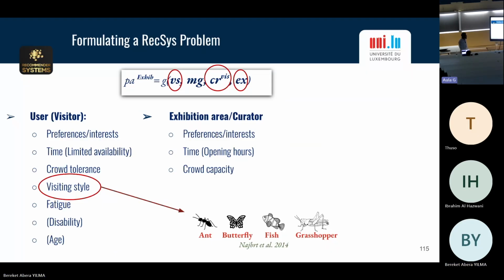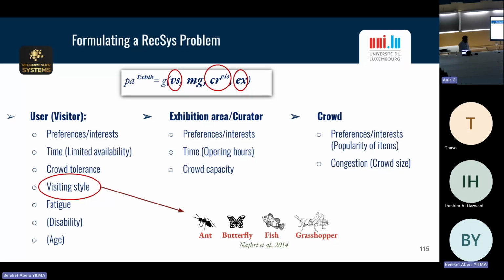And the second component, the exhibition area or the curator, also has their own preferences as to what kind of recommendations they want the engine, the RecSys system, to deliver to the users. They have opening hours. So if you generate a recommendation of 1,000 paintings and the user is there just for 1 hour, he cannot actually cover this route. So it's infeasible. You have to respect this. And also, there is crowd capacity that a certain venue can accommodate. So if you lead everyone to the same venue at the same time, you end up with the Mona Lisa situation where everyone is looking at the same painting, and you don't want to do that.